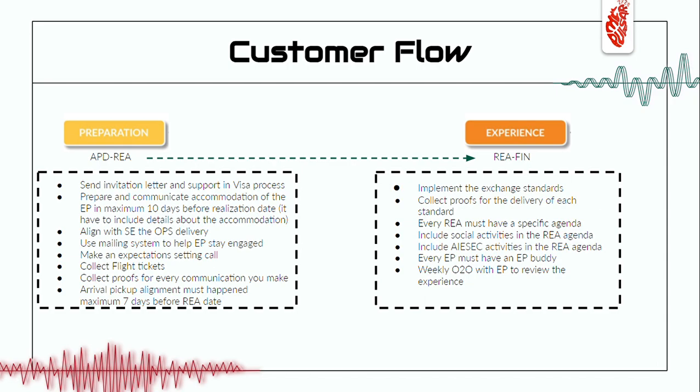And use a mailing system to help the EP stay engaged. We need to make an expectation setting call. We need to make a call with the EP to set expectations about the experience, how it will be, about the lifestyle of Portugal, about the money, about the cost of living, etc. Collect flight tickets. You need to make sure that you collect the flight tickets of your EPs. You need to collect proof for every communication you make with the EP. And we also need to make arrival pickup alignment, which needs to happen maximum 7 days before the realization date.